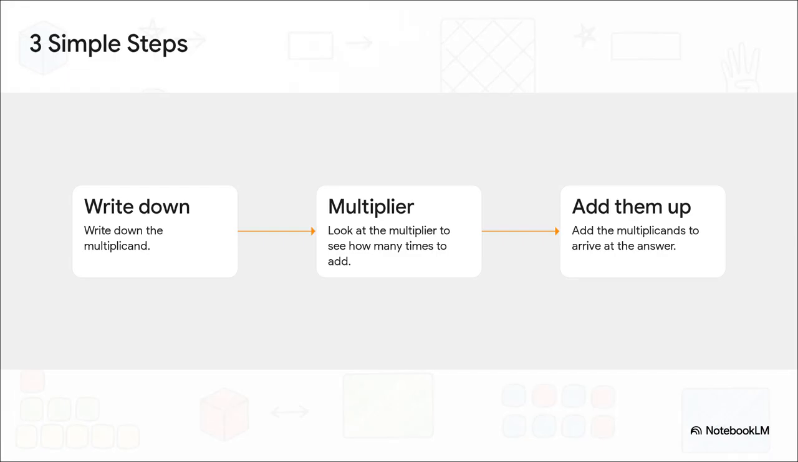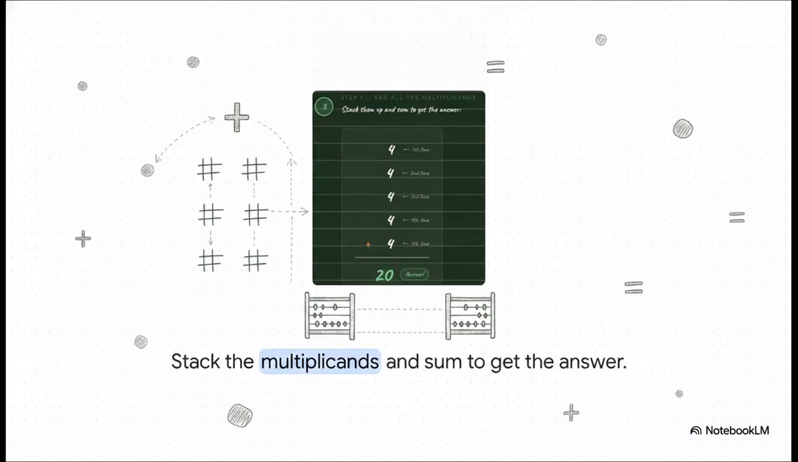Let's break this down into a foolproof 3-step game plan. Just think of me as your personal math coach right now. Step 1, you write down your multiplicand. Step 2, you look directly at your multiplier to see exactly how many times you have to write that multiplicand down. And step 3, you just add them all up to arrive at your answer. It's pure, straightforward logic.